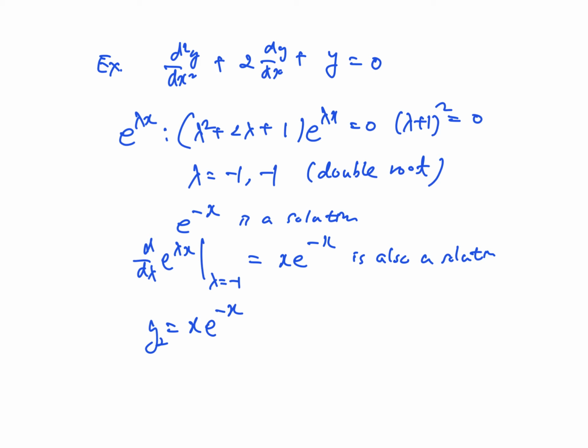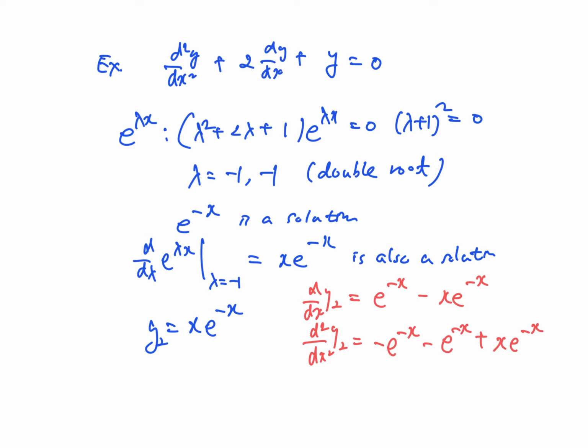So let's check. dy2 over dx is exponential minus x, minus x exponential minus x, right? If we differentiate this first term, d square y2 over dx square is minus exponential minus x, minus exponential minus x, plus x exponential minus x. So x exponential minus x minus 2 exponential minus x, right?